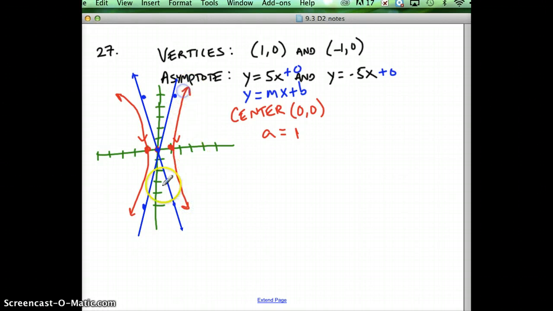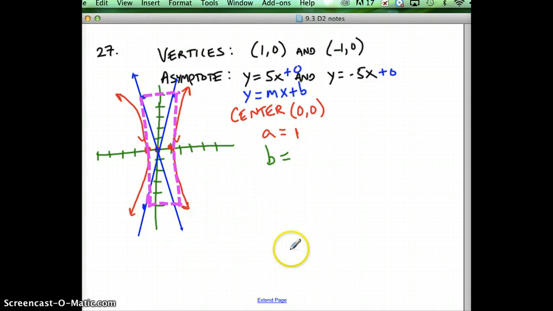Okay, but that's not the, well, yeah, that's kind of important. We need to know that it's left, right. But the main thing we need to figure out right now is what B is. And B goes from the center to the edge of the box. And the box is going to be made up of the vertices and how far it goes out to the edge of the minor axis.